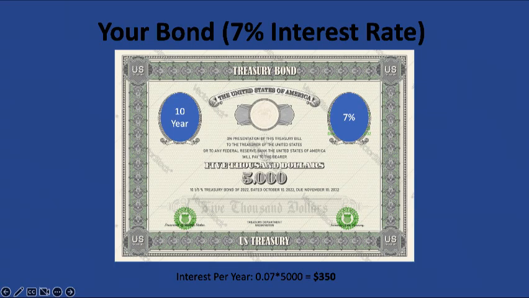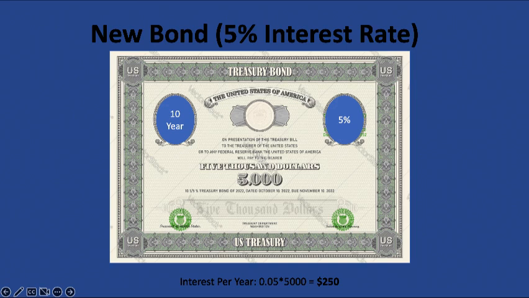Now let's flip the situation. Let's say you have the same bond for $5,000 with a 7% interest rate. Now, imagine the market interest rate falls to 5%. New bonds are only paying $250 a year on a $5,000 investment. Suddenly, your bond that pays $350 annually looks a lot more attractive.